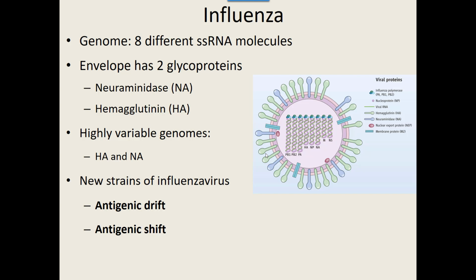Now, antigenic shift is when you take two completely different flu viruses and you mix up their genetics and then spit out a whole new virus. So it's not just a slight change in one particular virus. We are recombining two different viruses to make a whole new one.